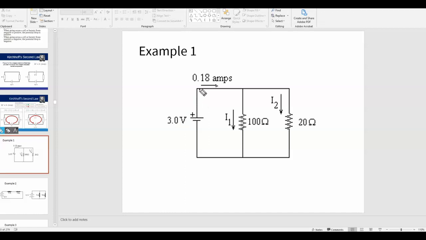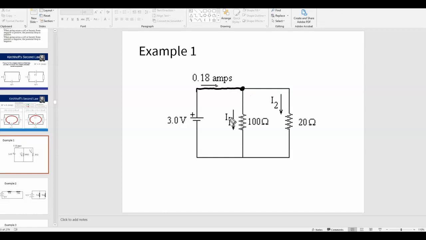I'm also shown that the current is going clockwise, which I would know anyway from the diagram, and that this current right here is 0.18 amperes. Okay, so the current 0.18 amperes is the same until it gets right here, where I'm drawing this dot. That is a junction, a pathway where the current can split.